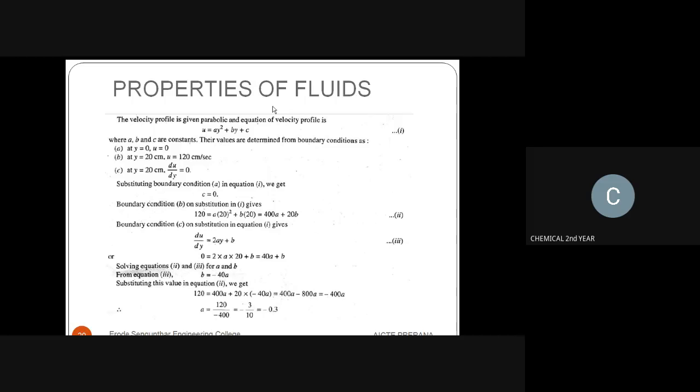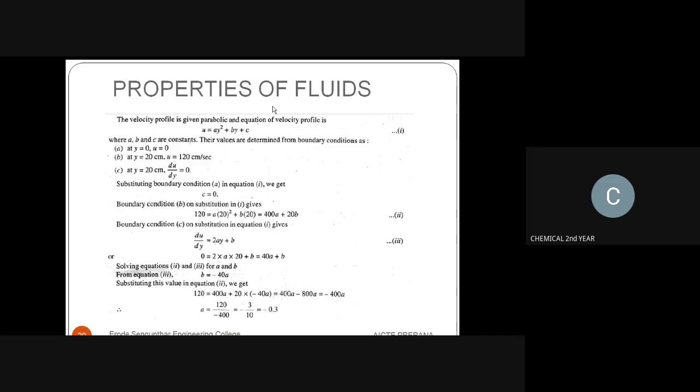You take the first boundary condition, substituting it in the parabolic equation u is equal to ay square plus by plus c. At y is equal to 0, u is equal to 0. So y is also 0, so a into 0 plus b into 0 automatically gives 0. So c is equal to 0. The first constant has been identified.